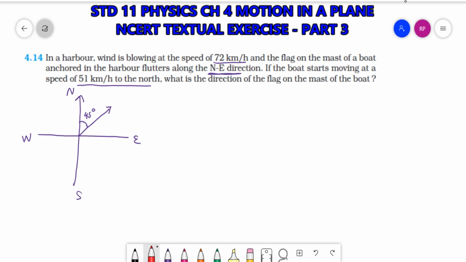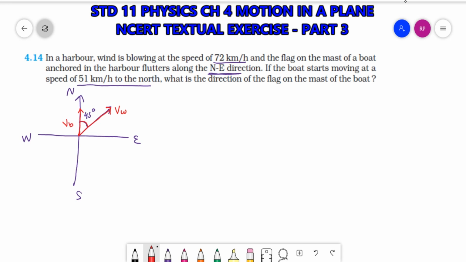Use another pen. This is the velocity of wind. The boat starts moving at a speed of 51 km per hour to the north. So the boat is moving at a velocity of 51 km/h. This is the velocity of the boat.